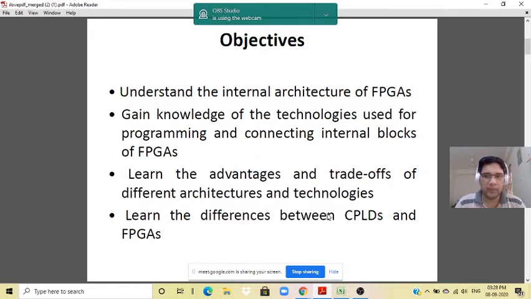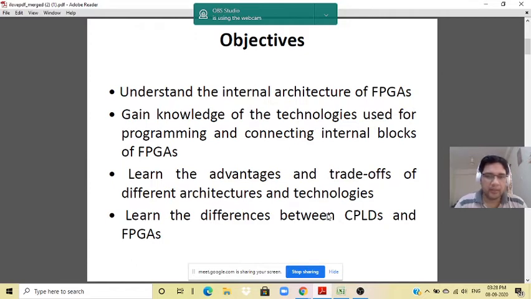Gain knowledge of the technologies used for programming and connecting internal blocks in FPGAs. First, what are the different programming methodologies, how the programming of FPGAs is done. Basically it uses static RAM technology and anti-fuses. These two technologies are used to program the FPGAs. Then what is the connection of different internal blocks.